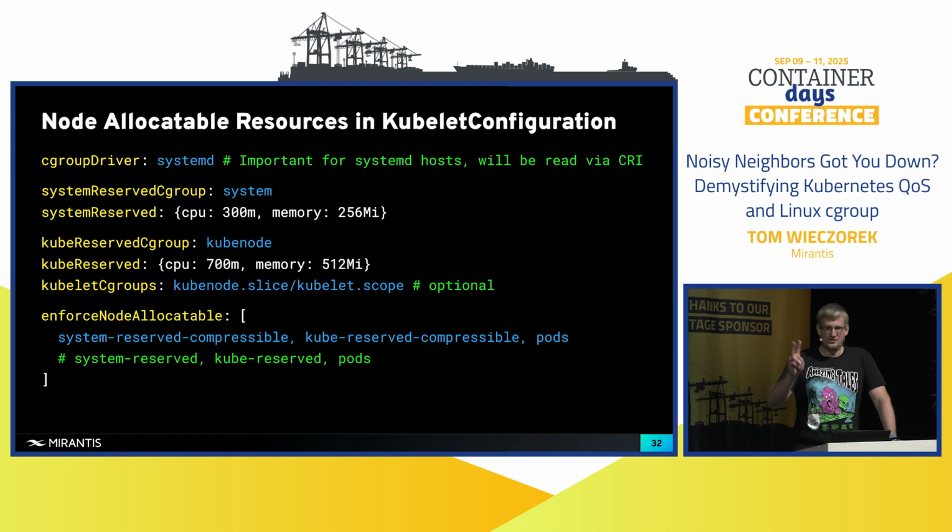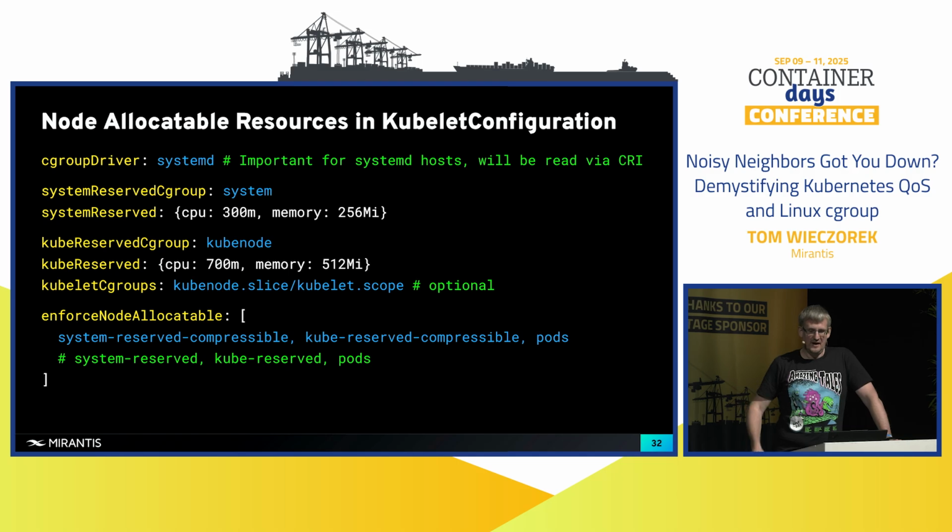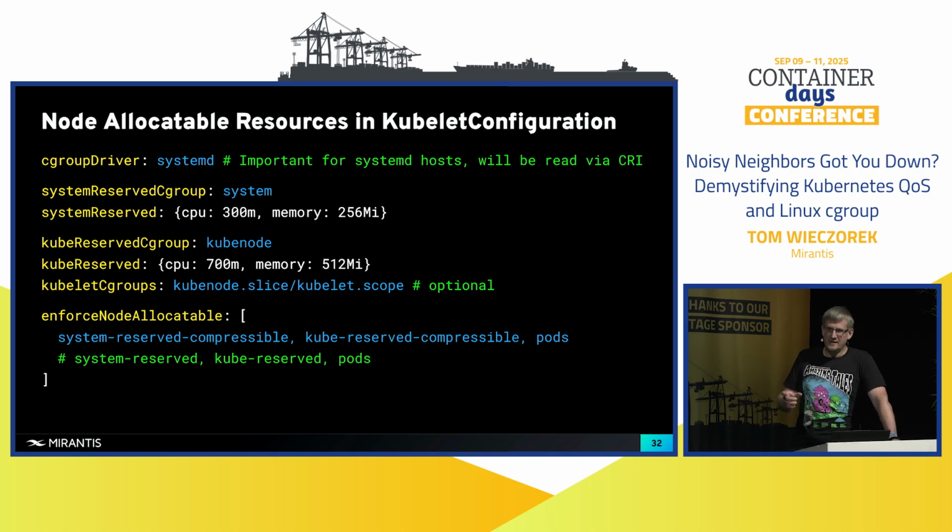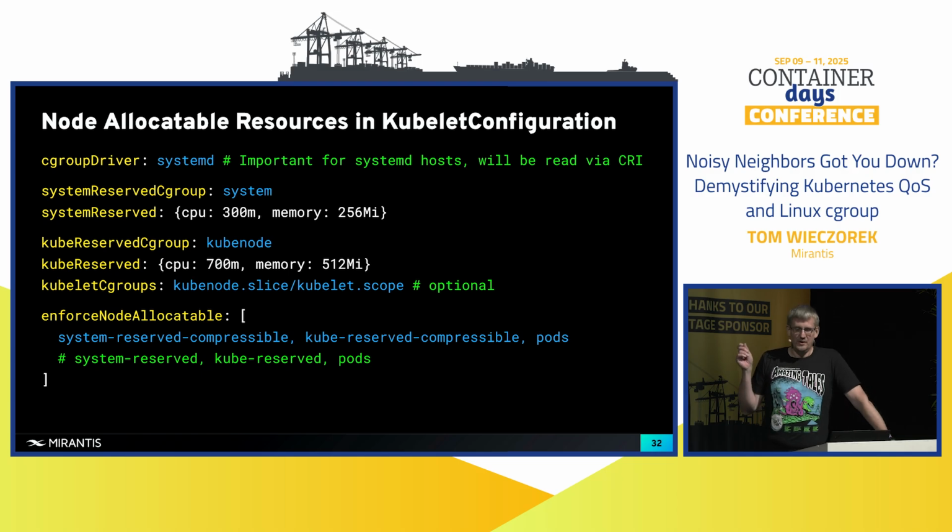So you don't have to do it twice. You have to do it on the container runtime, and then kubelet will know about this. And then you can define the resources for the system and kube reserved cgroups in the same way as you would do for single pods. And now the most important part is the enforce node allocatable setting, because by default, kubelet is not applying those settings to those respective cgroups, so kube node and system. It's only setting the cgroup settings to the kube pods group.